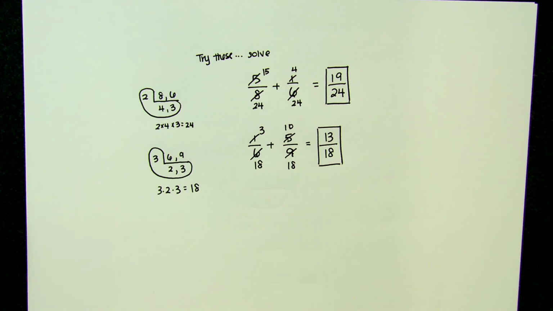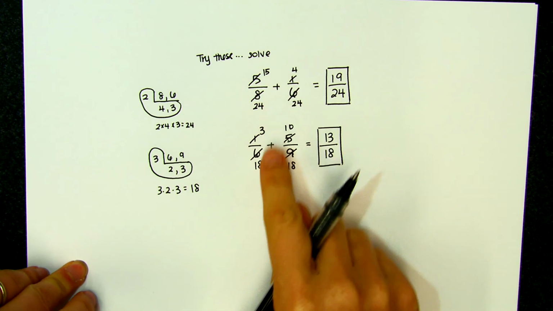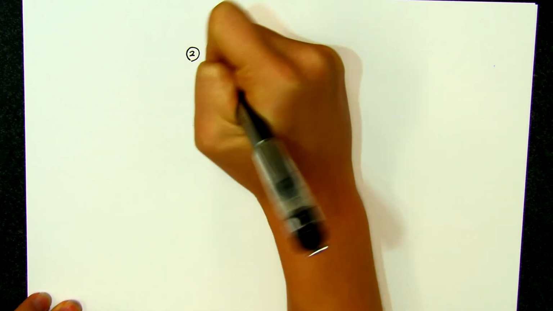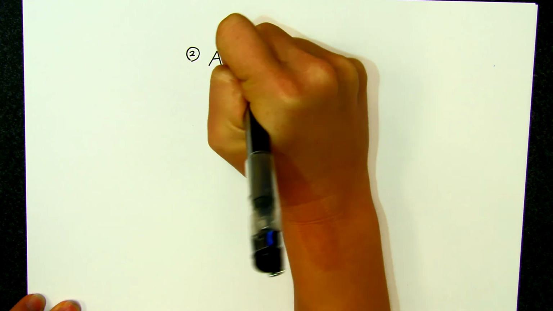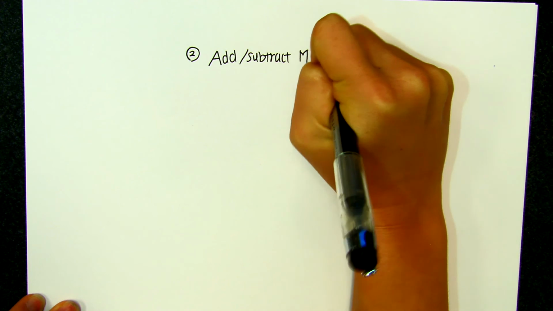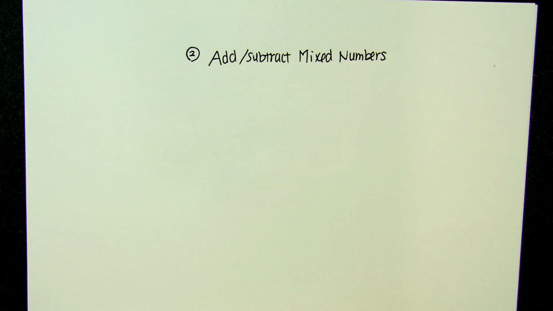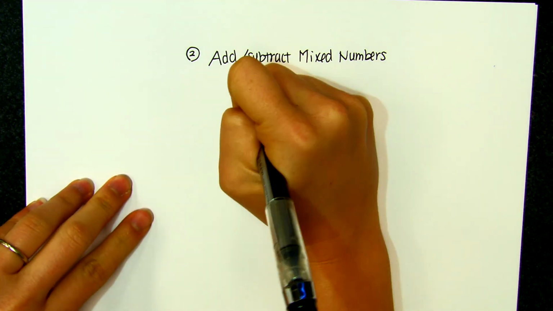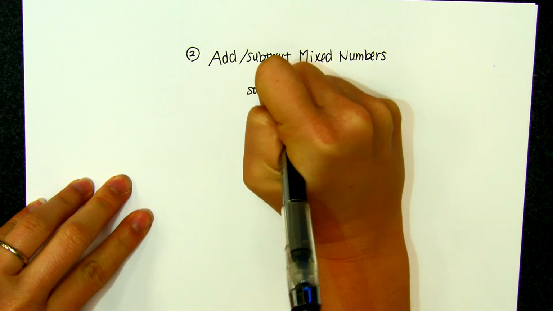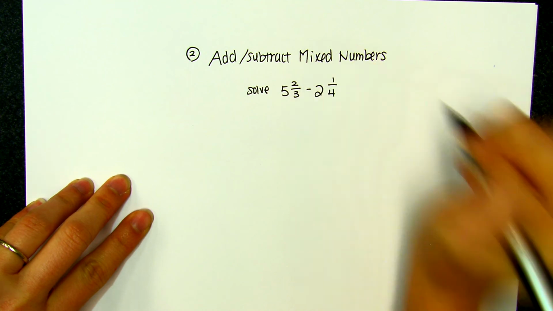Now, same thing with subtraction. Subtraction is the same exact process, except now instead of addition, it's subtraction. But let's talk about mixed numbers. We did an example of this in our DOM recently: add and subtract mixed numbers. The process is very similar. There's actually 2 ways to solve this. What I want us to solve is 5 and 2/3, take away 2 and 1/4.